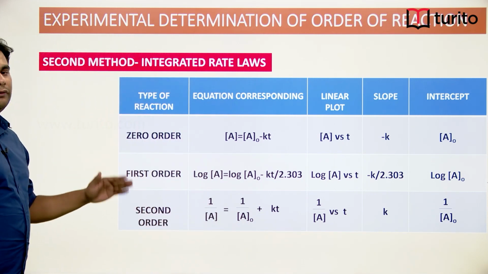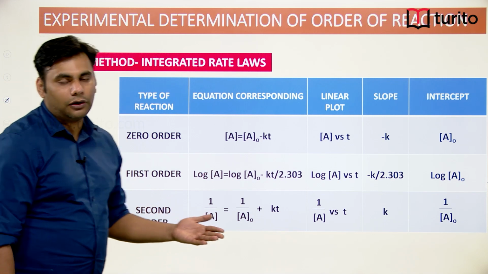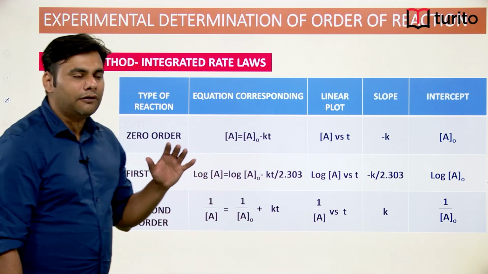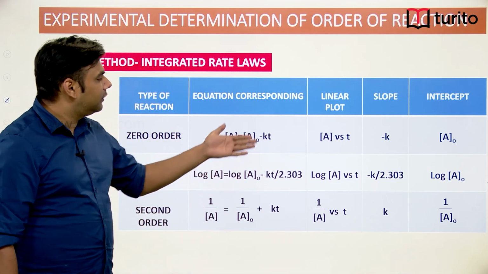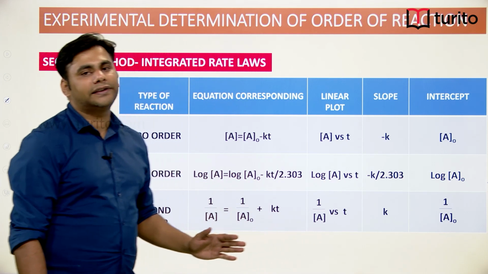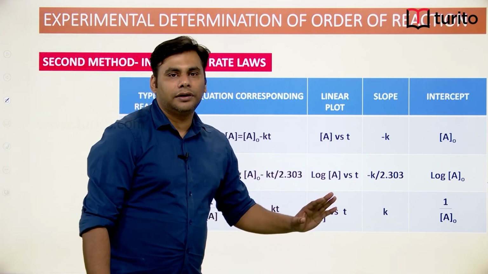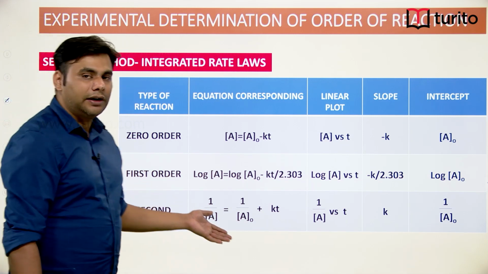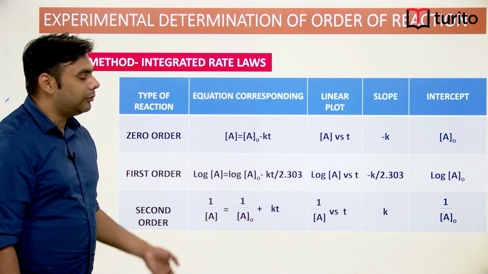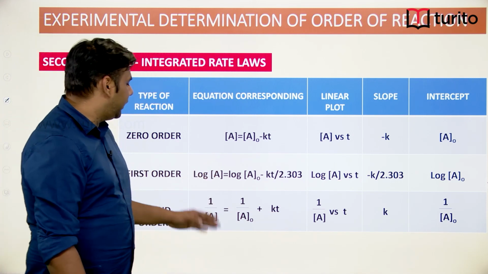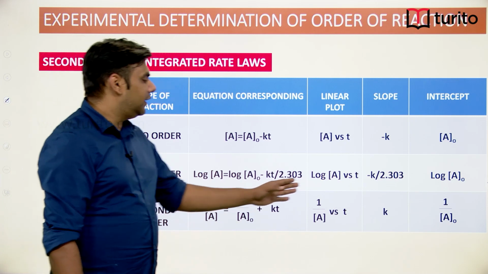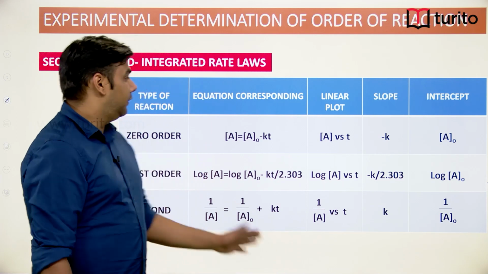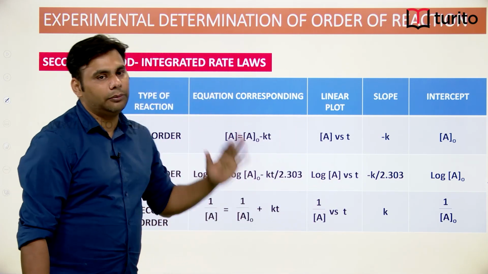For a first order reaction, we have already derived the integrated rate law. We say that K t equals 2.303 log of initial concentration upon final concentration. So when you plot log A versus t, we get a slope of minus K upon 2.303 with an intercept of log A naught. For a second order reaction, which we derived in the last class, 1 by A equals 1 by A naught plus K t. So when you plot 1 by A with t, we will get K as the slope and the intercept would be 1 by A naught. So we have done all these graph plots in the previous lecture.